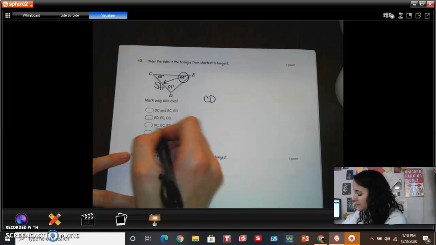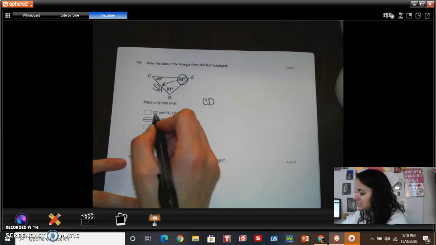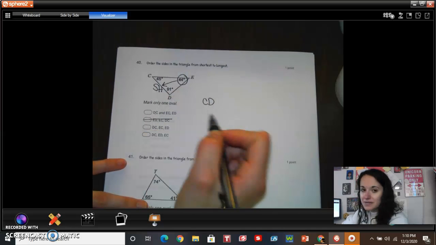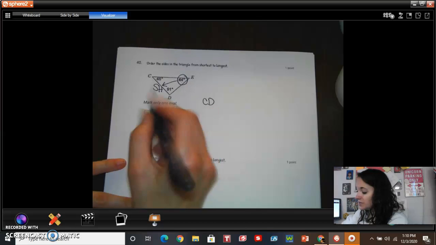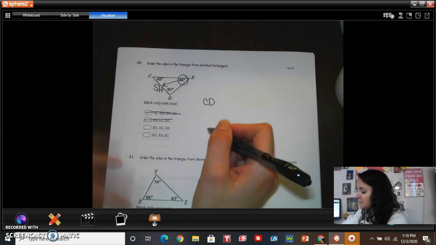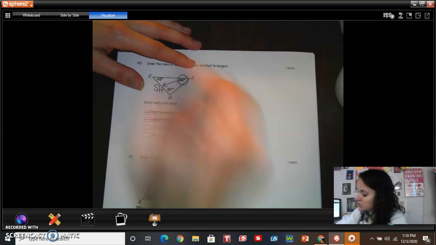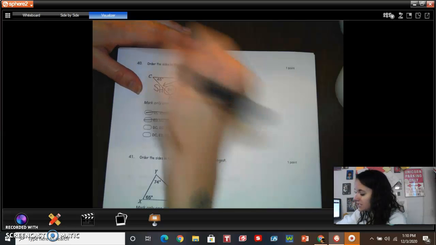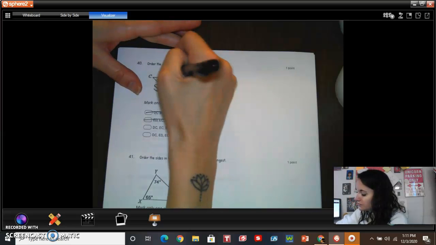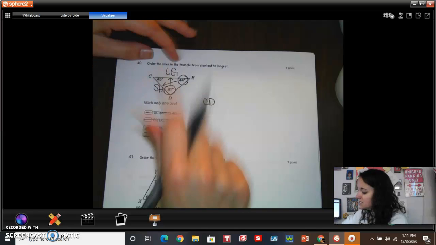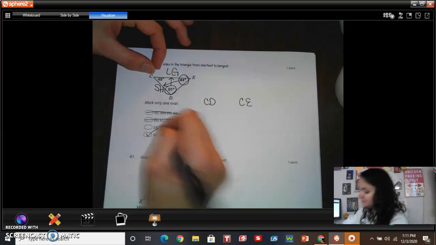Nope. Okay, now this one right here says CD and EC, which means they would have to be congruent, but we don't have 2 congruent angles, so that's not a possibility. All right, so let's look for our largest. Our largest angle is CE. That one ended with an E and a D. This one ends with an E and a C, so that one works.